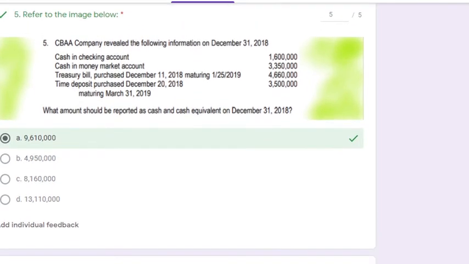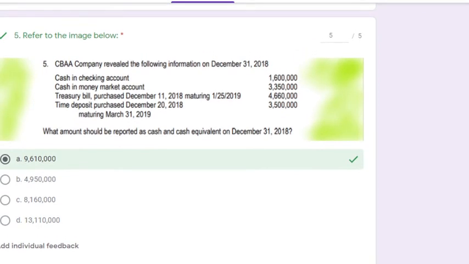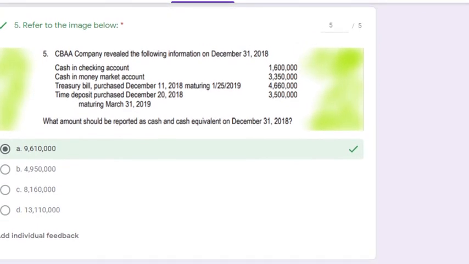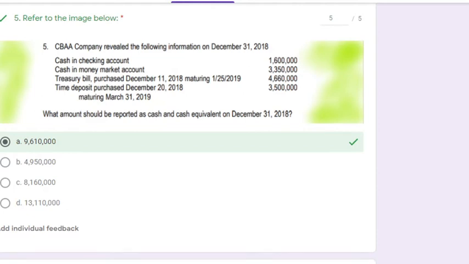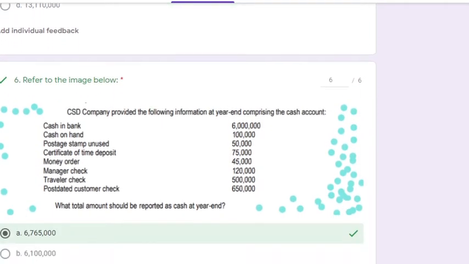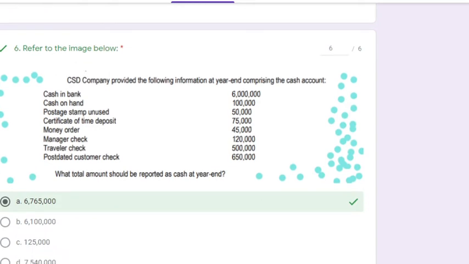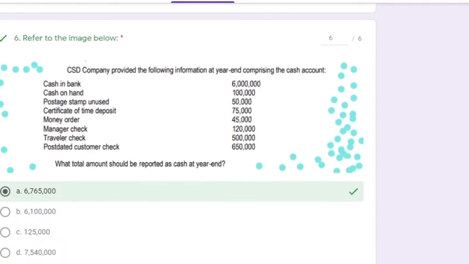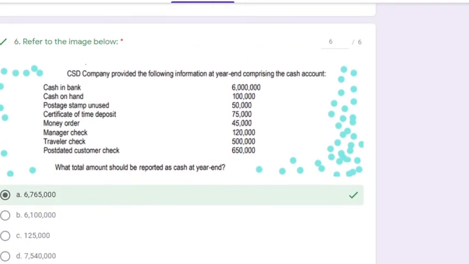So, kung meron ka na-encounter ng mga questions while we are discussing this, you can relay it to the comment section in the Google Classroom or pwedeng isama doon sa gagawing questions ng class president para magawa natin siya ng isang discussion video. So, next, number 6. What total amount should be reported as cash at year-end?